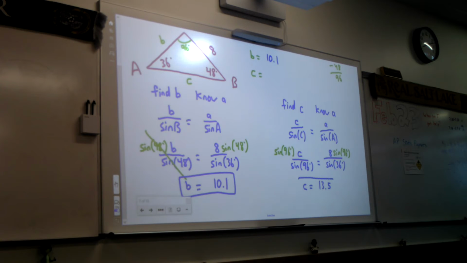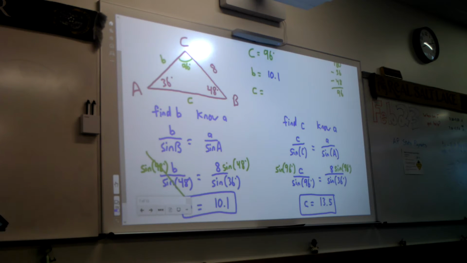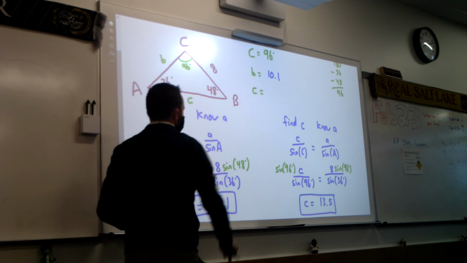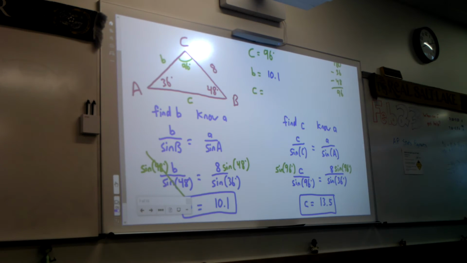With our picture, would it make sense for C to be 13.5? Yeah, because look, it's a longer side, it's the biggest angle, so it should be the biggest side, right? Okay, good job. That is how you use the law of sines to find a missing side. Not too shabby, right? Do you have any questions on how we set that up? Going once, going twice. All right, then let's go on to another one.